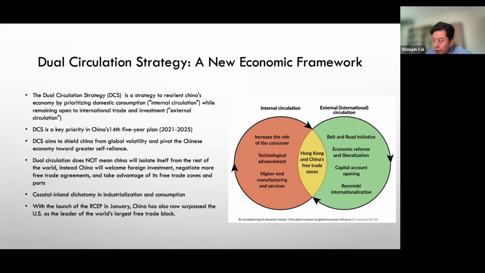China is the largest manufacturing country in the world, and in terms of manufacturing value, China has surpassed the US, Germany, and Japan, the 3 countries combined. And the green circle, you can see the external circulation or the international circulation. China will continue to implement the Belt and Road Initiative, where Latin America is a very important block, and also push forward economic reform and liberalization.